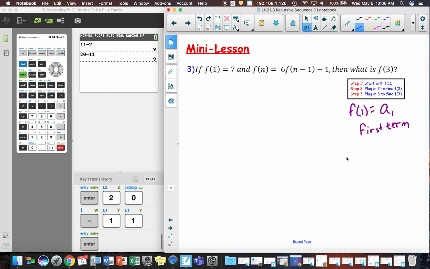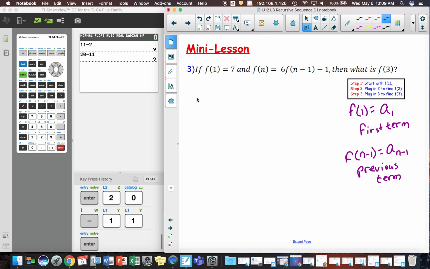So that means if we have f of n minus 1, that's the same thing as a sub n minus 1. They both mean the same thing. These both mean previous term. So don't get confused by it. It's just a different notation. Okay. So for this one, we're going to do the long way first, and then we're going to try the trick that I showed you guys afterwards.